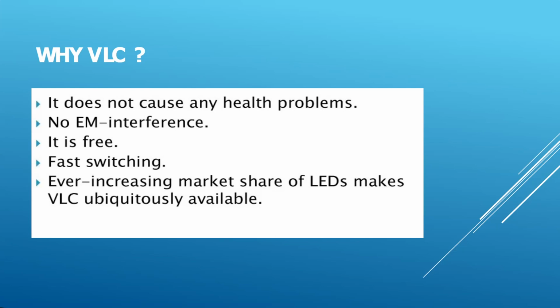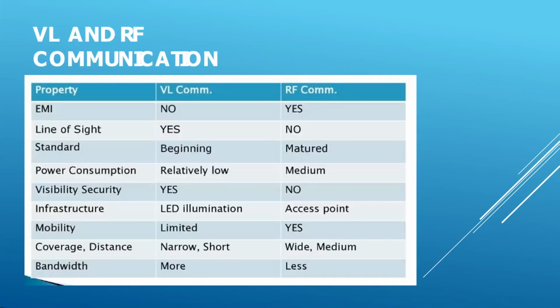To compare the spectrum of the two technologies, radio waves lie in the range of 3 kHz to 300 GHz, while visible light lies in the range of 400 to 780 terahertz. And the last point among the advantages is security. VLC is considered more secure than RF, since VLC is confined inside walls, while RF signals can cross walls and are vulnerable.